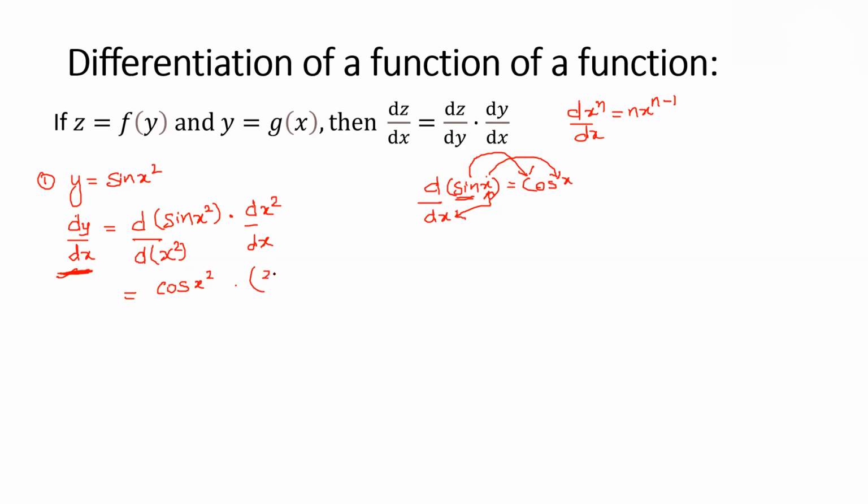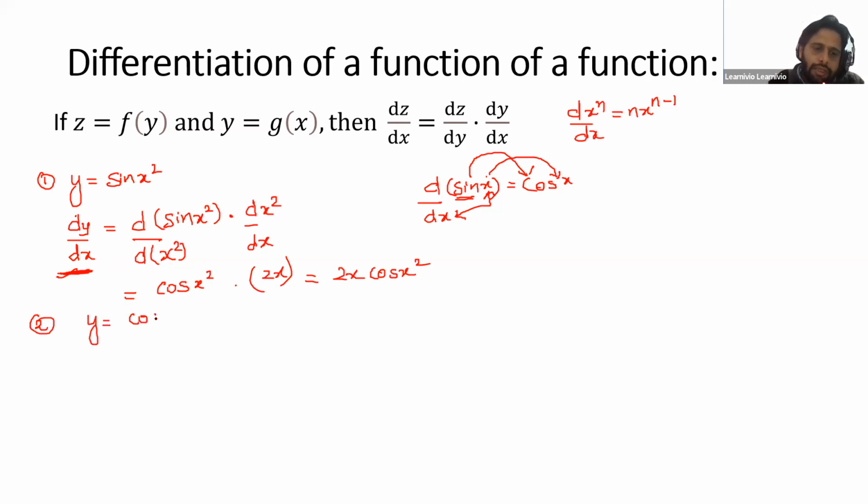So we get 2x into cos x squared. There is no need to note down this question. I will give you many questions on the basis of this. Y is equal to cos x cube.